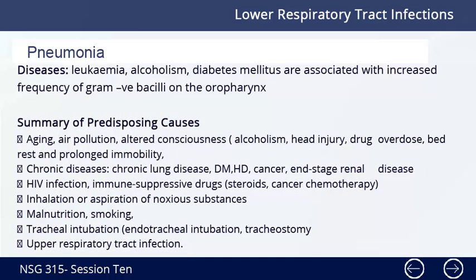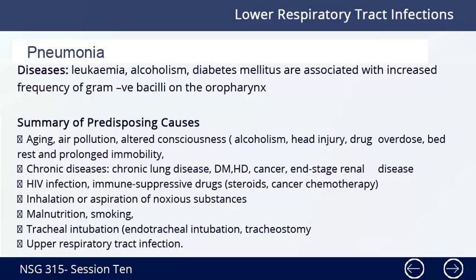Diseases such as leukemia, alcoholism, and diabetes mellitus are associated with increased frequency of gram-negative bacilli in the oropharynx. Summary of predisposing causes: 1, aging, air pollution, altered consciousness, alcoholism, head injury, drug overdose, bed rest, and prolonged immobility. 2, chronic diseases: chronic lung disease, DM, heart disease, cancer, end-stage renal failure.